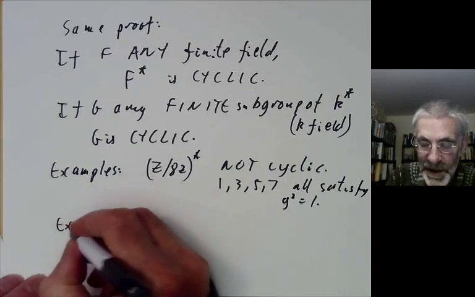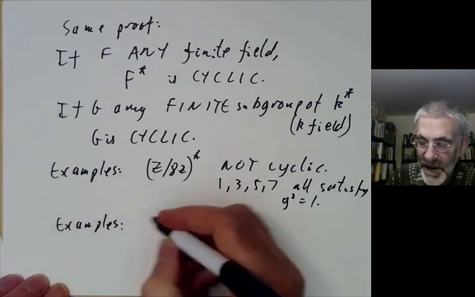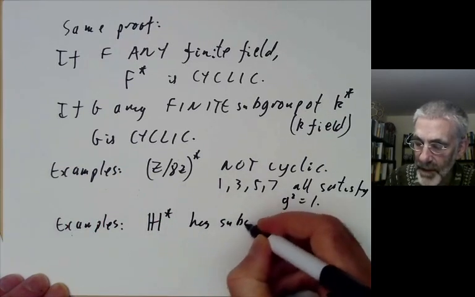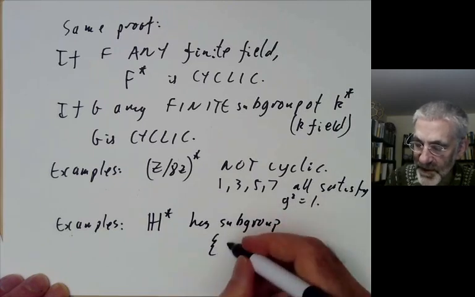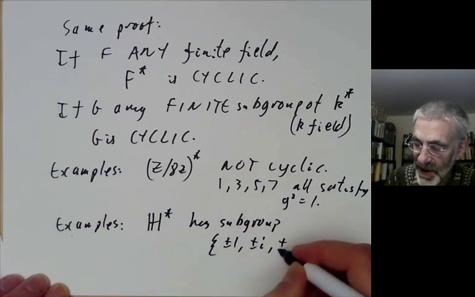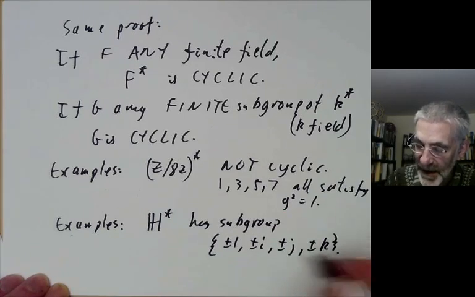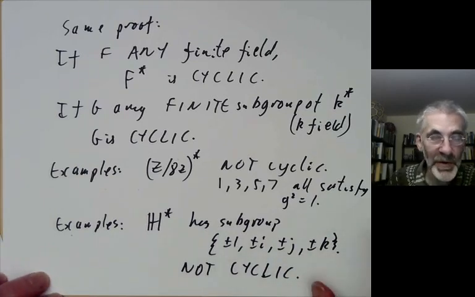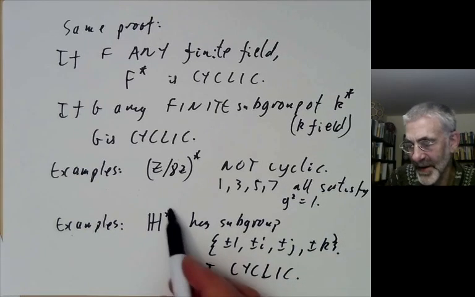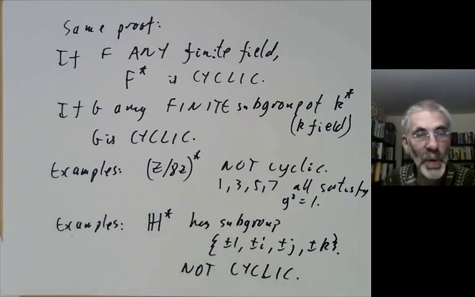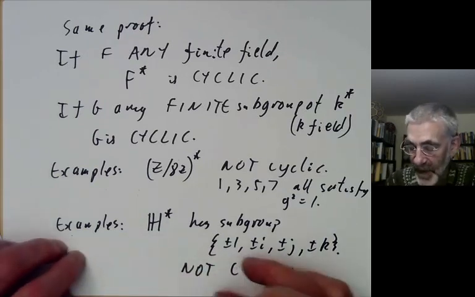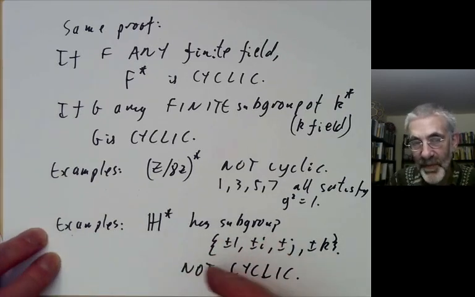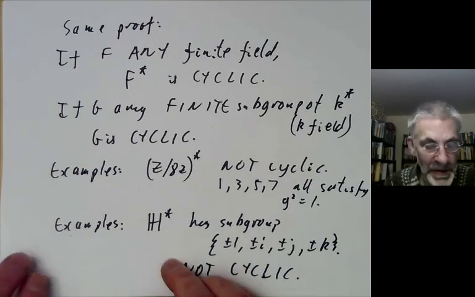As you might guess, the quaternions also fail this. So the group of quaternions under multiplication has a subgroup consisting of elements plus or minus 1, plus or minus i, plus or minus j, plus or minus k, and this is order 8 and is not cyclic. It's in fact the quaternion group, it's not even abelian, and in fact the non-zero quaternions have quite a lot of rather interesting non-cyclic subgroups, such as the binary tetrahedral and the binary icosahedral group.